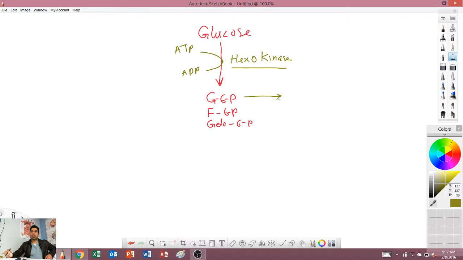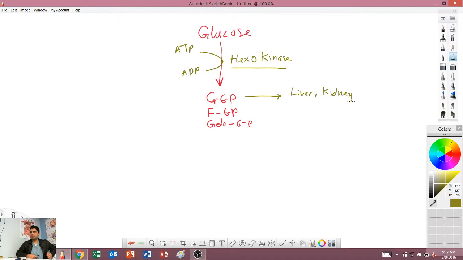Hexokinase is found in all tissue. Fructokinase and galactokinase are also found in the majority of tissue. Now when it comes to glucokinase, it's only found in liver and kidney. Memorize that for now. You'll understand its implication later on when I talk about gluconeogenesis.